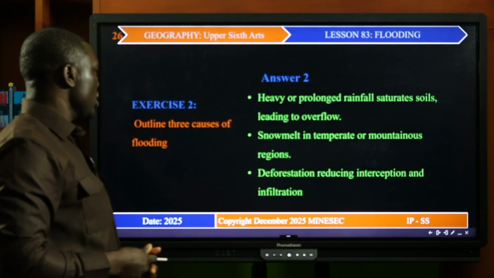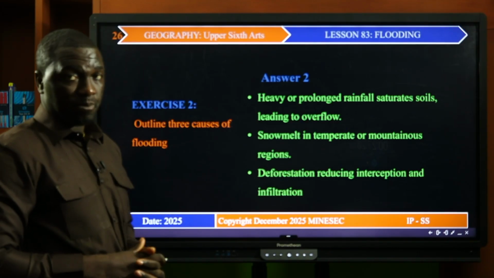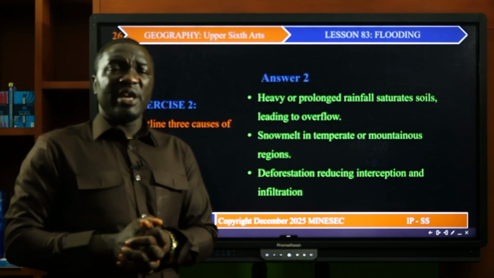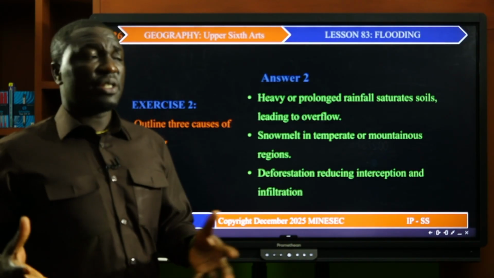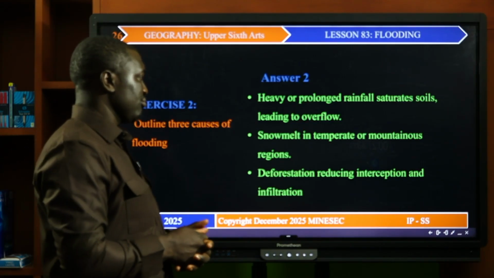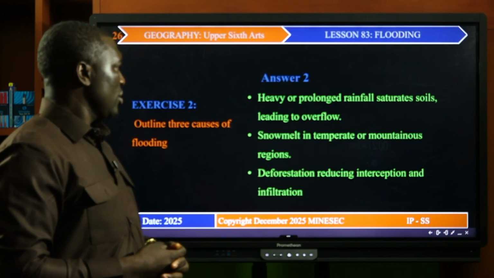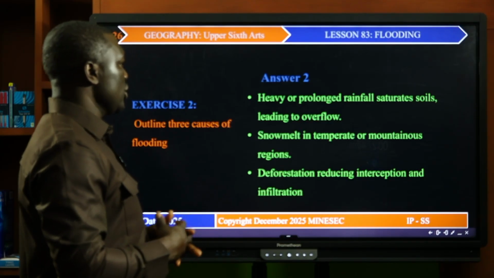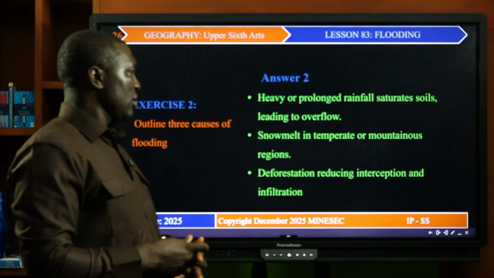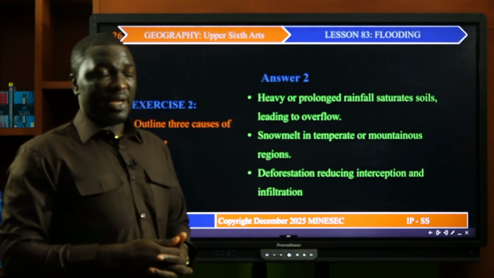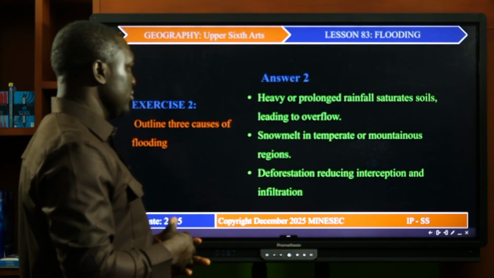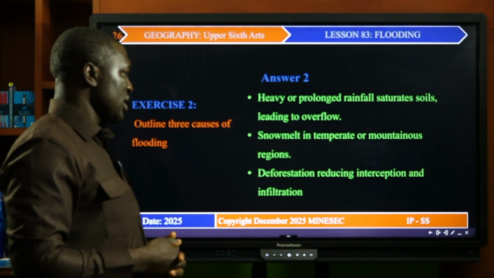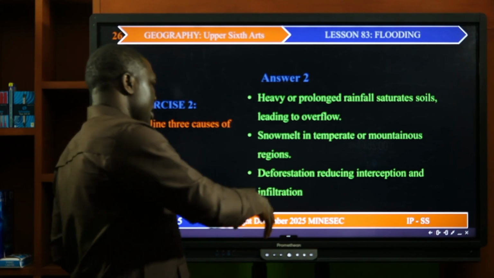Exercise 2. Outline 3 causes of flooding. We have heavy rainfall, snow melt, and deforestation. Heavy rainfall causes soil saturation, leading to overflow. Snow melt occurs in temperate and cool areas, in mountains of great height. Deforestation reduces interception and infiltration.